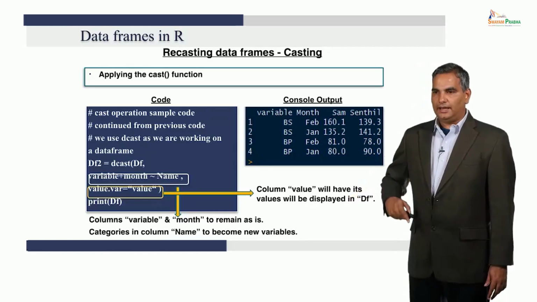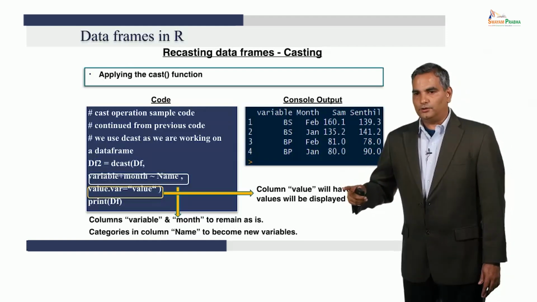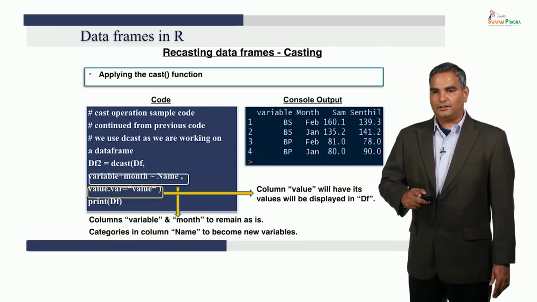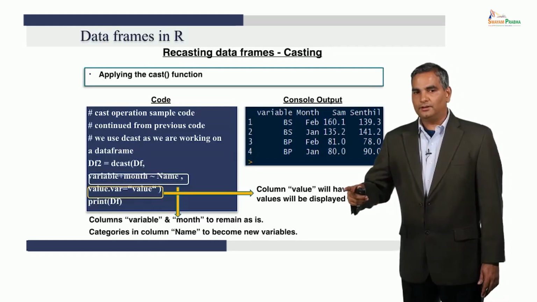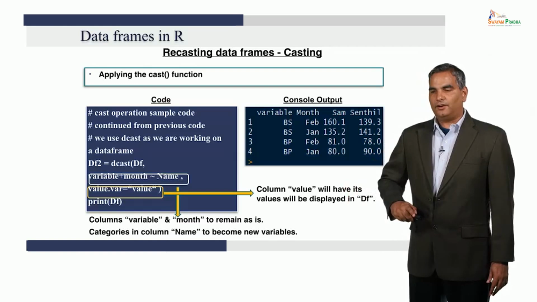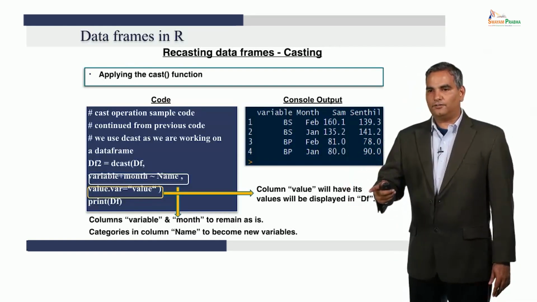So every instance of the name is converted as a variable, and a new column is assigned to it. So the syntax is: variable plus month is already variables, and then I'm going to say name is also a variable. From the previous data frame, what has happened here is there is a new column for Sam and there's a new column for Sendil.